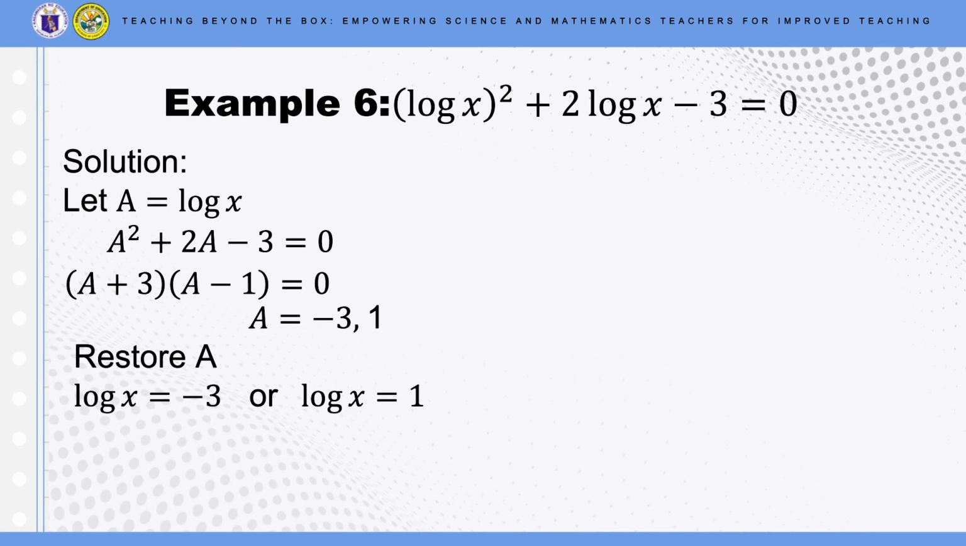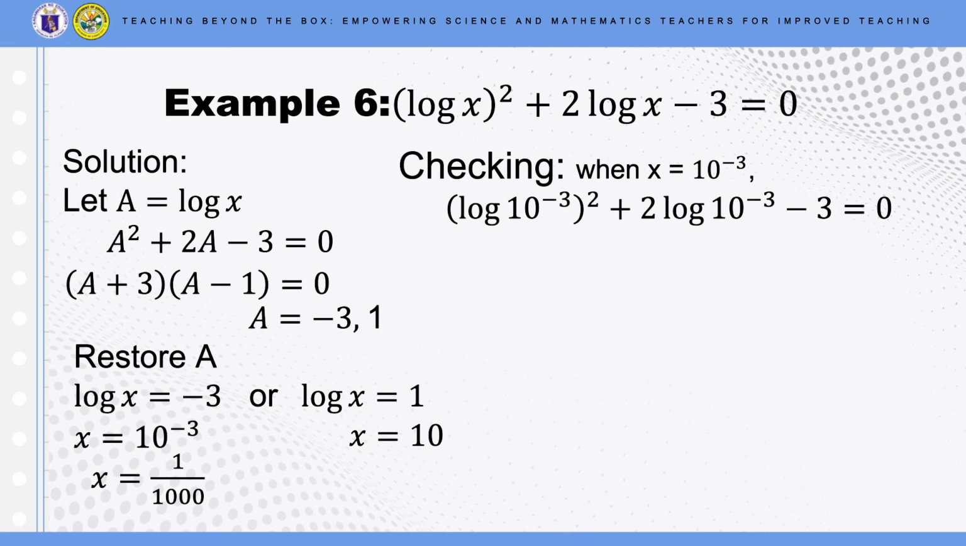Restore a. So we have log x equals negative 3 or log x equals 1. Transform log x equals negative 3 to exponential form. So we have now x equals 10 raised to negative 3, or x equals 1 over 1000. Now let us transform log x equals 1 to exponential form. Therefore, we have x equals 10 raised to 1, which is equal to 10.